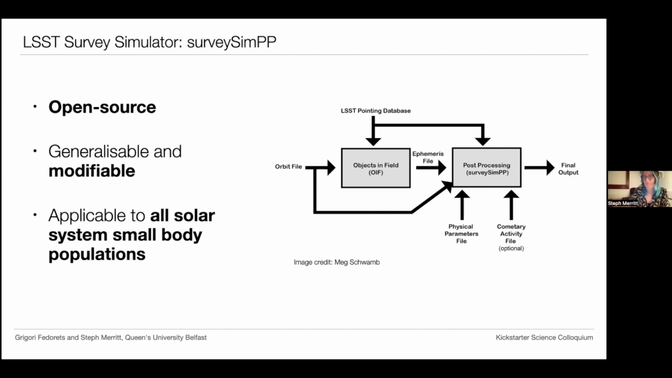Another benefit is that the survey simulator works as a layer over a piece of code such as objectsInField that does the computationally expensive task of integrating the orbits of your objects to find if they lie in your telescope pointings. That's quite a lot of computational heavy lifting. That only needs to be done once. Once you've done that, you can then run our survey simulator layer multiple times with different settings to see what you get out of it.